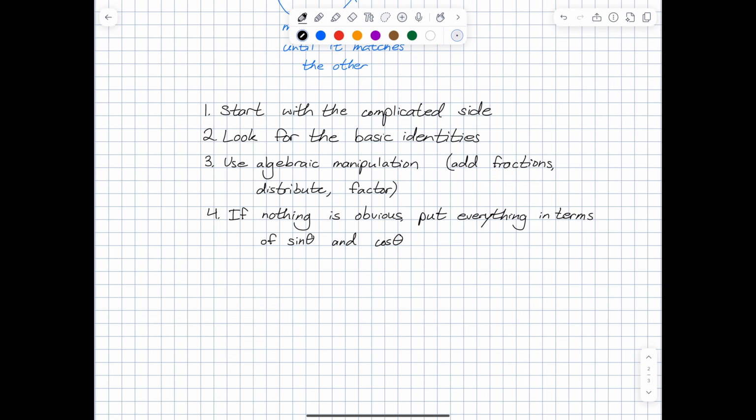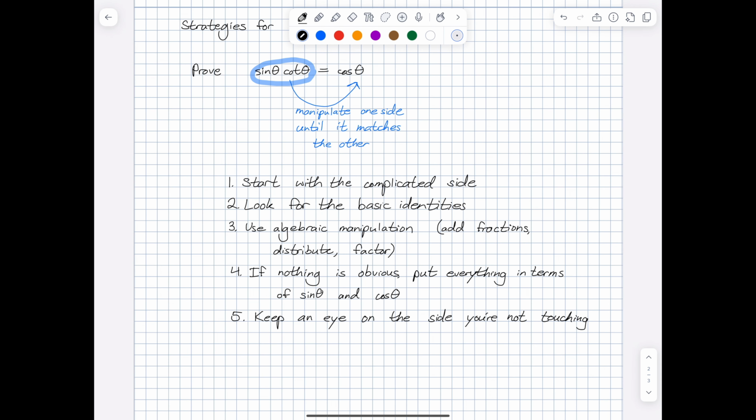Okay, so strategy number 5 is going to be keep an eye on the side you're not touching. The rule for proving identities is we're only ever going to touch one side. So you're only going to manipulate a single side. But while you're doing that, you want to keep an eye on the side you're not touching, because it might give you some hints. For example, if the other side has a cosine in it, you know that the side you're manipulating also needs to have a cosine in it. That might give you a path for how to go.